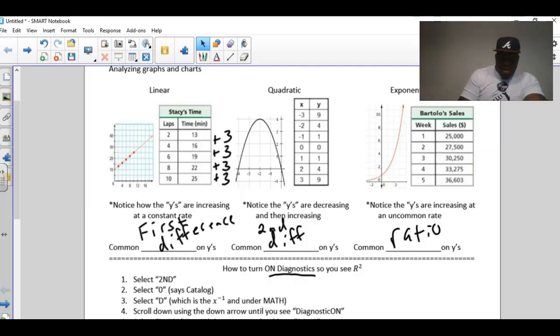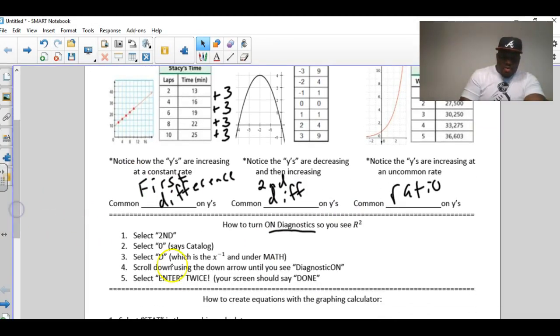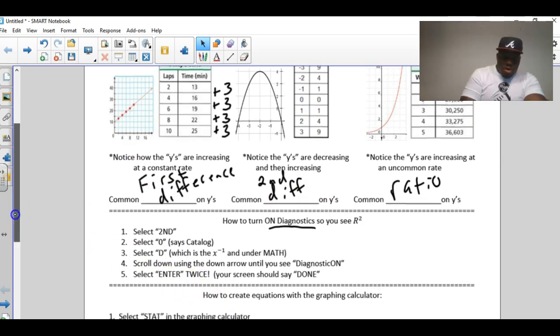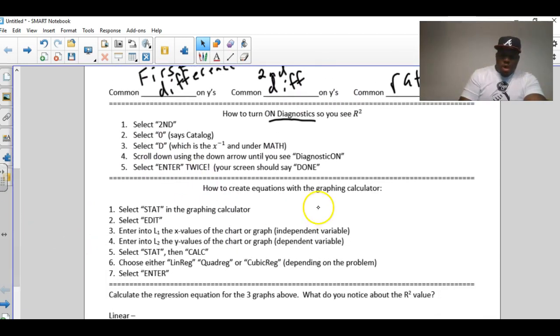Okay. All right, so now let's see. Go back over here. Now we're going to use the calculator, and we're going to work on creating a table, using the graphic calculator. All right. And then we're going to work on these 3 things down here. So we're going to talk about linear. All right, so let's look at the first example, guys.